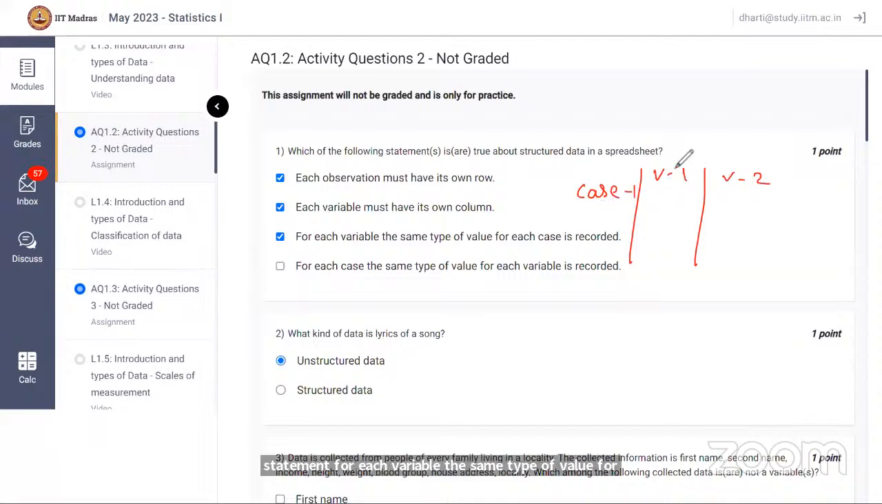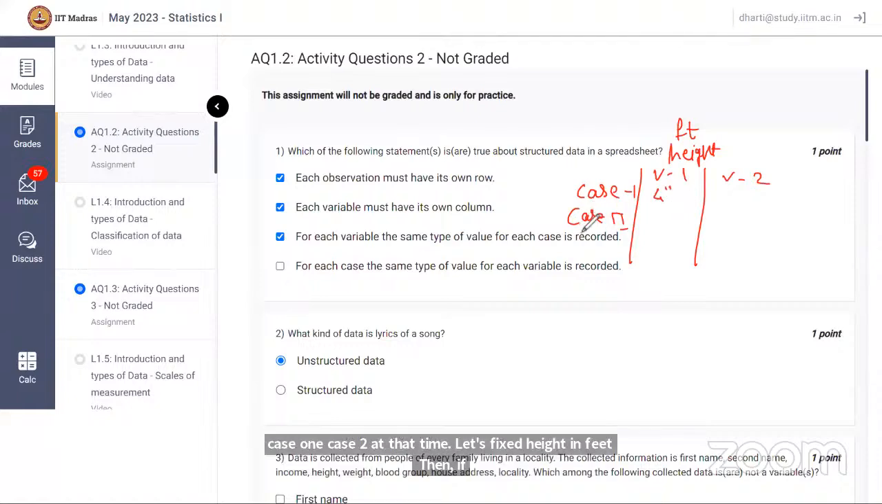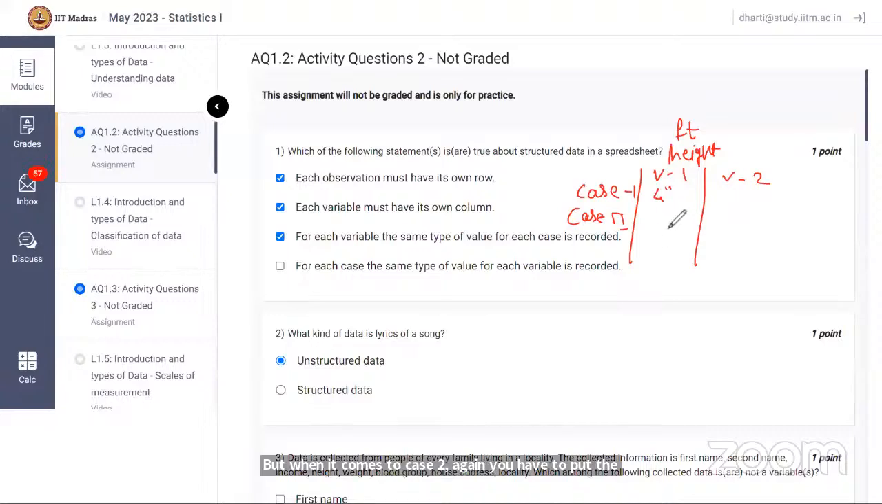Let's say case 1 is there, and variable 1 is height. Whenever you are measuring height for different cases, case 1, case 2, let's fix height in feet. If you measure the height of case 1 it should be, say, 4 feet. But when it comes to case 2, again you have to put the values in feet only, not in centimeters or inches, even though it is measuring height again. So that's what it is saying: for each variable, the same type of value for each case is recorded.